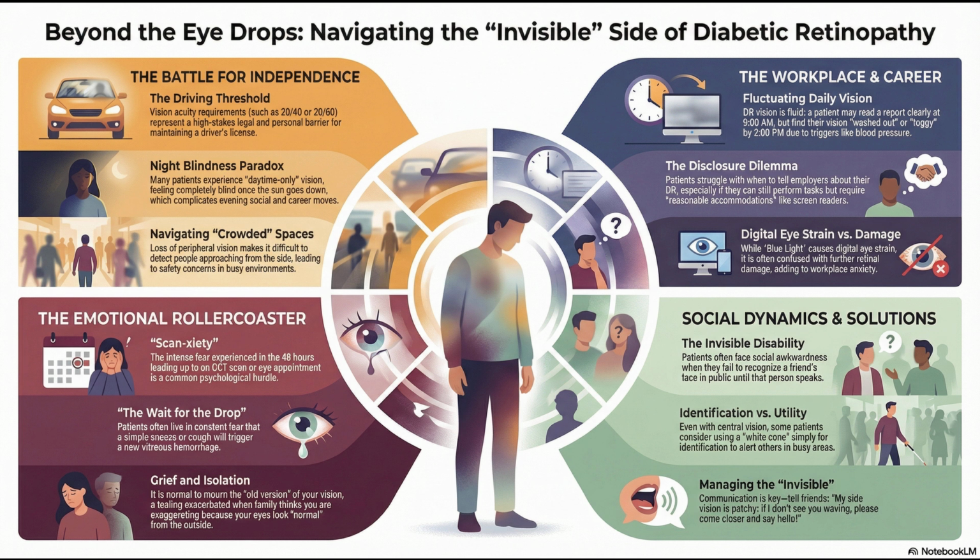And what's fascinating in the notes is that acuity, that basic ability to read the eye chart, is really only half the battle. There was one question in the source stack that I found really haunting. Someone just flat out asked, why can I see fine during the day, but I feel completely blind the moment the sun goes down? Yes.